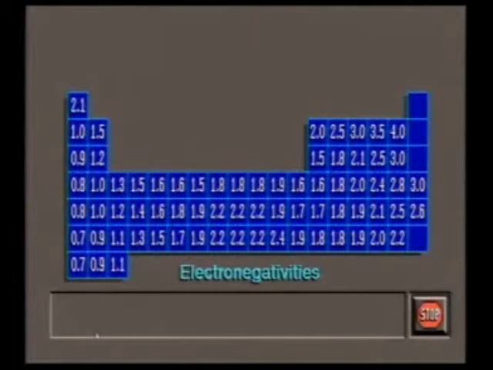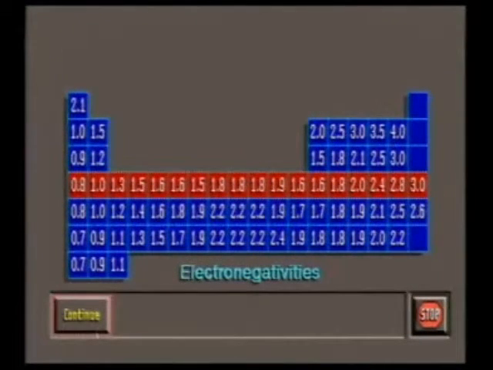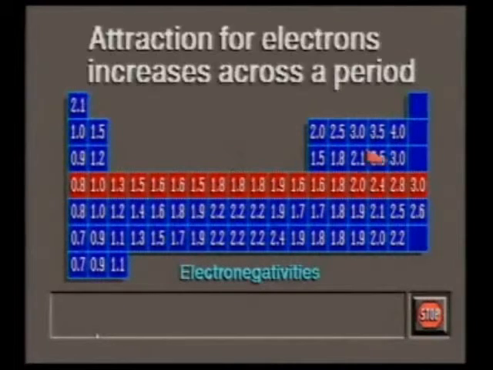What happens to electronegativities as you go across a period? The electronegativities on the far left side are generally lower than those on the right side. Therefore, the elements on the left have less attraction toward another atom's electrons than the elements on the right.